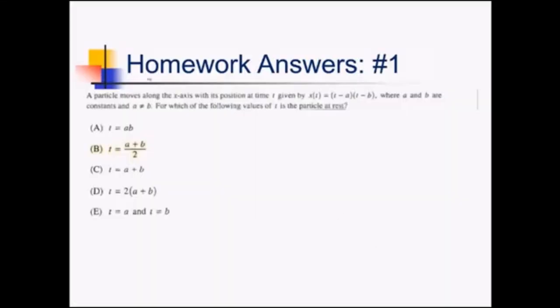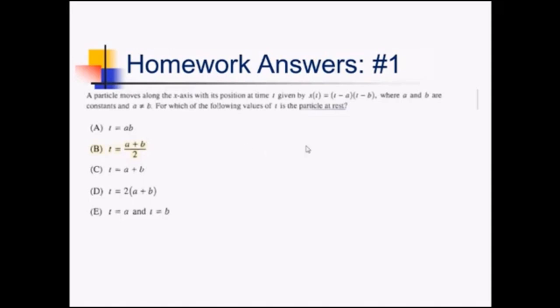For this problem, we have a particle moving along the x-axis with a position given by this x of t function, and a and b are just constants that don't equal each other. For which of the following values of t is the particle at rest? Looking at these different answer choices, it's pretty clear we're going to have an a and a b in our answer in some way, shape, or form.